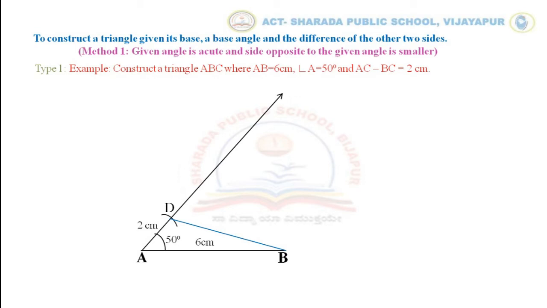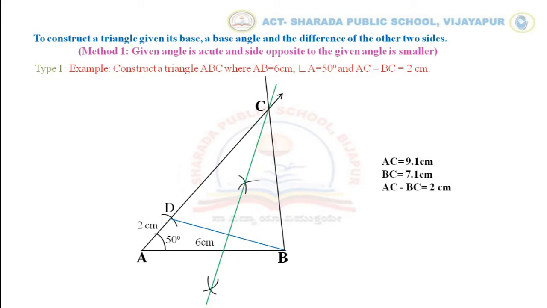Now we have to draw the perpendicular bisector of BD, and the perpendicular bisector of BD meets the line AD at C and we join BC. So triangle ABC is the required triangle. We can also measure AC and BC. AC is equal to 9.1, BC is equal to 7.1, and the difference AC minus BC is equal to 2 centimeters.